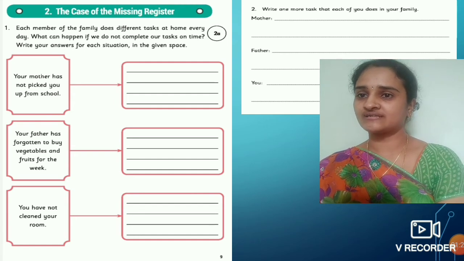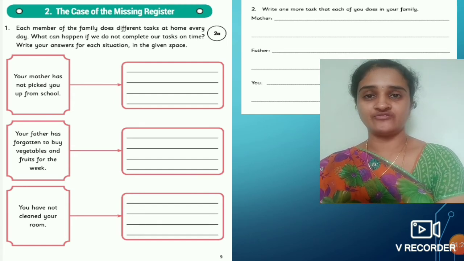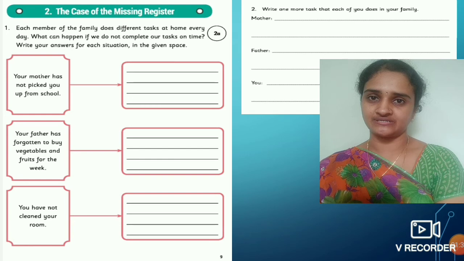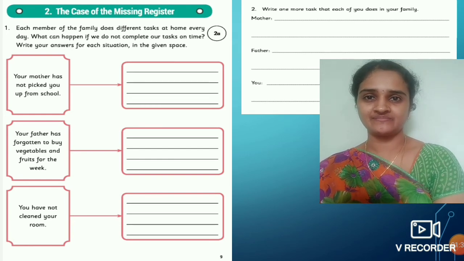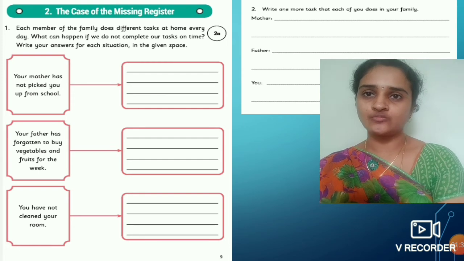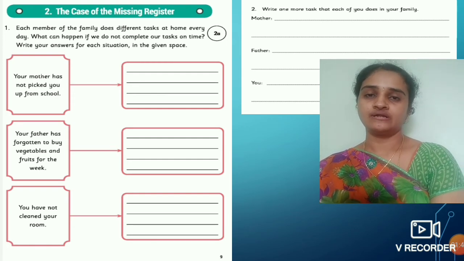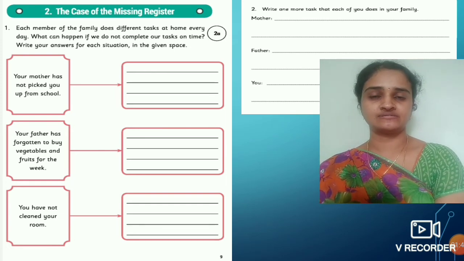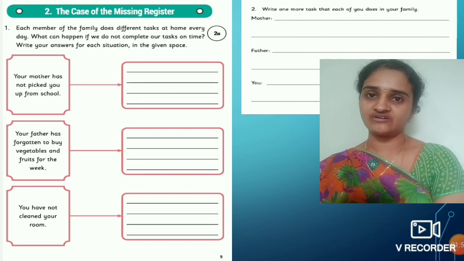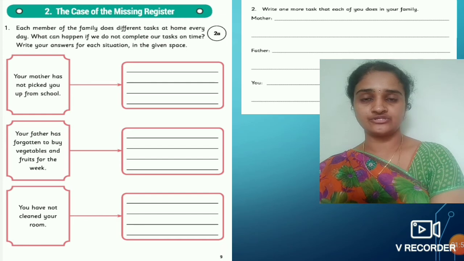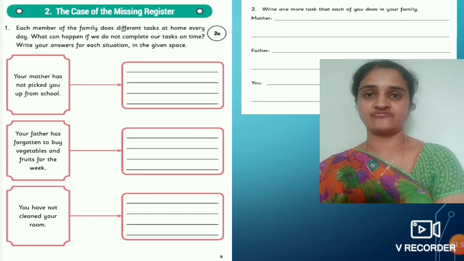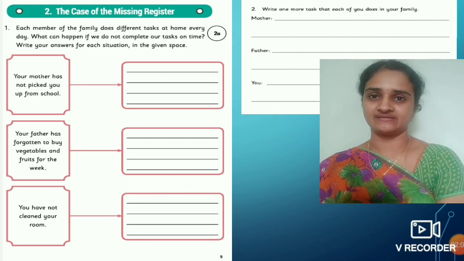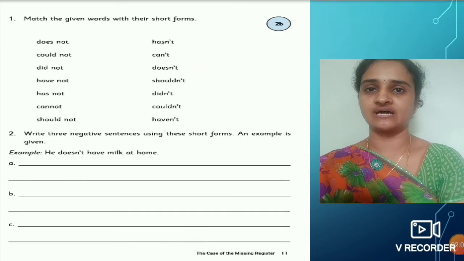You have not cleaned your room. Children, if you don't clean your room on time, what will happen? Your room will look very dirty. It will be messed up, isn't it? Look at the next one. Write one more task that each of you does in your family. Children, here you have already seen some of the tasks done by your mother, father and yourself. Other than that, you have to write one more task which is done by you, your mother and father at home. Okay? Now, moving on to the next task.